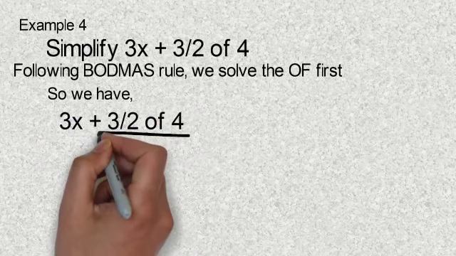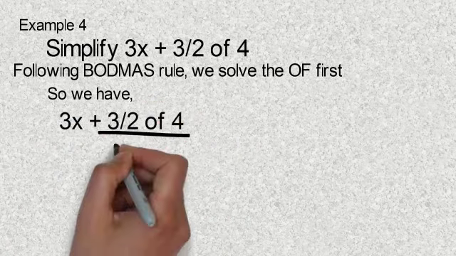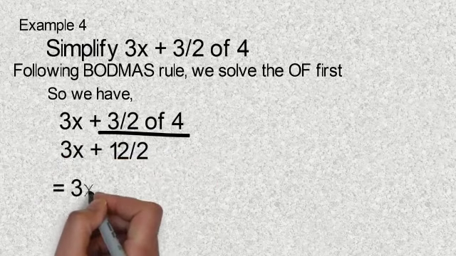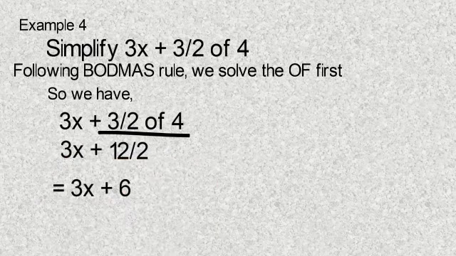So if we have 3 over 2 times 4, 3 times 4 will give me 12 divided by 2. So 12 divided by 2 will give me what? 6. So here we are now left with 3x plus what? 6. I can't do this further. That is how we leave our answer.